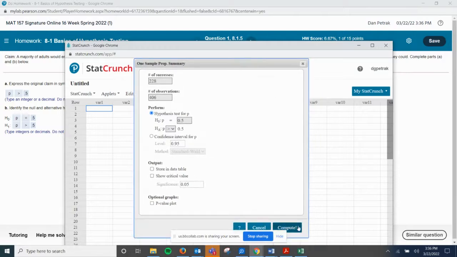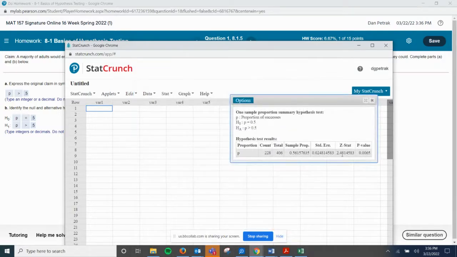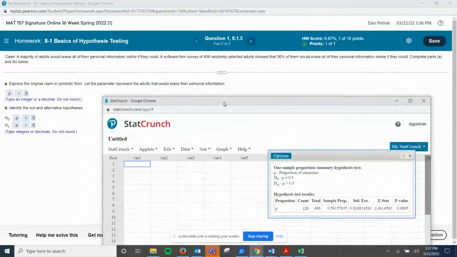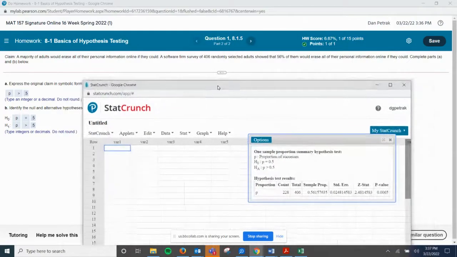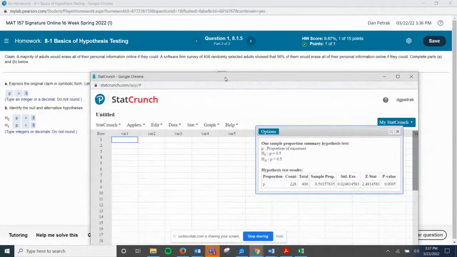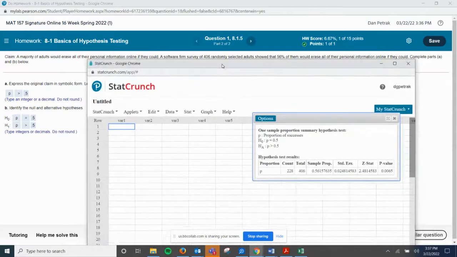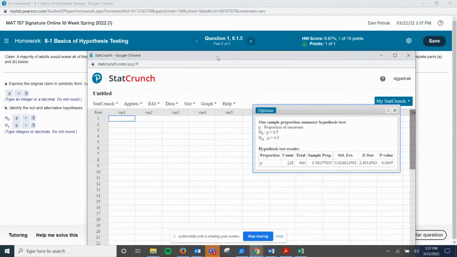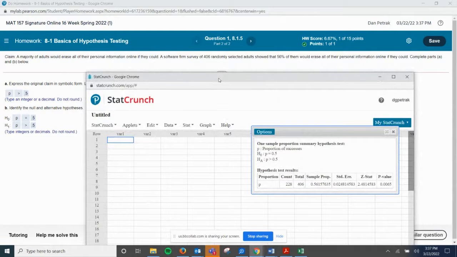That's what we had, and hit compute. So our z-score there is 2.48. The P-value is 0.0065. This shows us that the sample proportion is significantly higher, because the probability of getting this result by random chance is less than 1%. So the survey would say it's probably higher than 50% based on the people they surveyed. So we would reject the null hypothesis and say there is significant evidence that more than 50% of people would erase their personal data if they could.